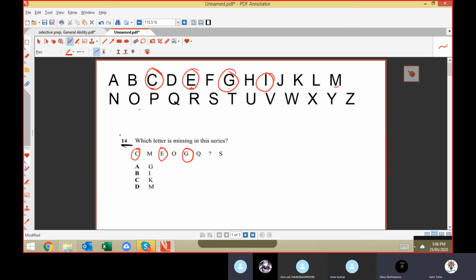Mine was way more complicated. I skipped the second one. I just looked at how interesting it is to go from C to E, from E to G, and then G to I. So it's just skipping one, and that's how I got my answer. Maybe if I did your method, I wouldn't have been so slow.